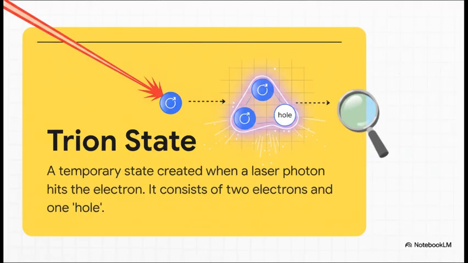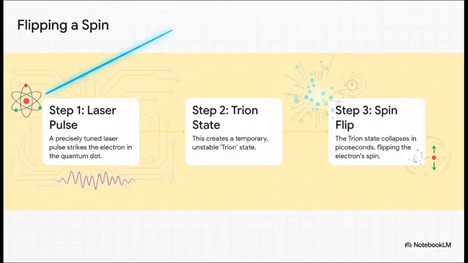This fleeting, unstable Trion state is the absolute key that lets a particle of light talk to and control the electron's spin. And this process is just incredible. So, step one, we fire an ultra-fast laser pulse tuned to the perfect frequency, and it smacks right into the electron. Step two, bang. That instantly creates our temporary Trion state. But this thing is super unstable.